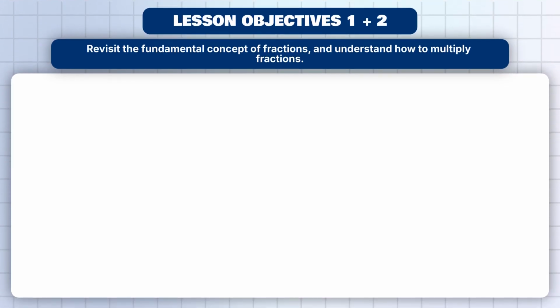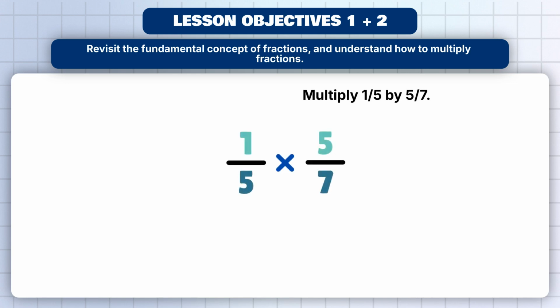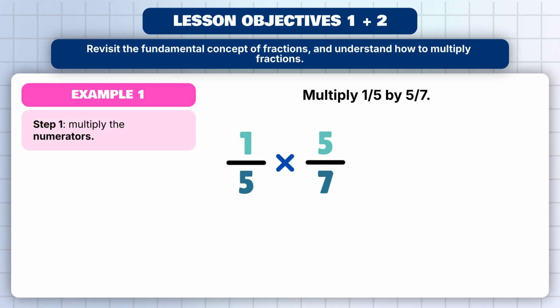Multiplying fractions may seem challenging at first, but it becomes quite straightforward once you understand the process. To make this clear, let's break it down into 4 manageable steps. We'll take multiplying 1/5 and 5/7 as an example. Step 1 is to multiply the numerators, which are the top numbers of the fraction. In our example, the numerators are 1 and 5, which, when multiplied together, give us 5.